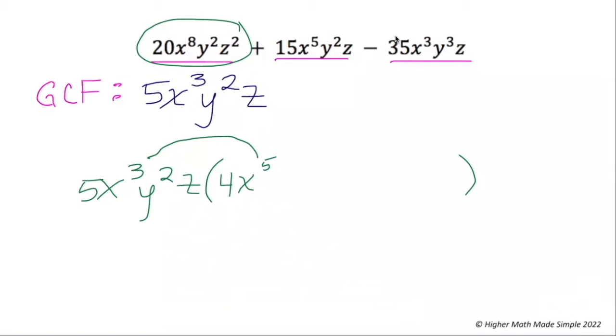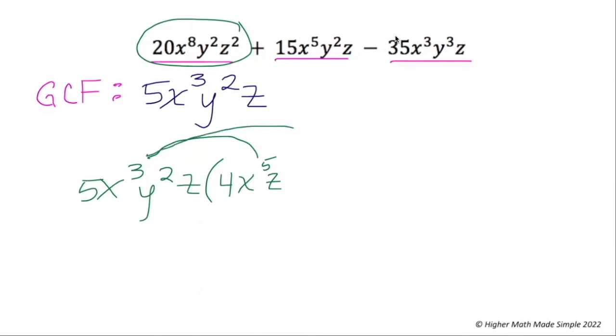Y squared times 1 is y squared. So actually, we don't need to add any more y's here. And z times what gives me z squared? So we need another z here, right? Because z to the first times z to the first is z to the second. So again, we're just adding exponents.